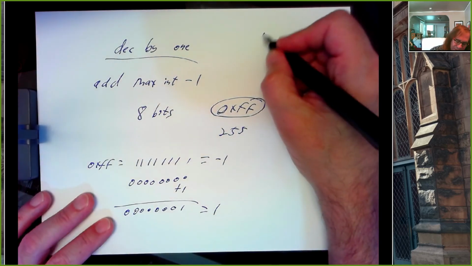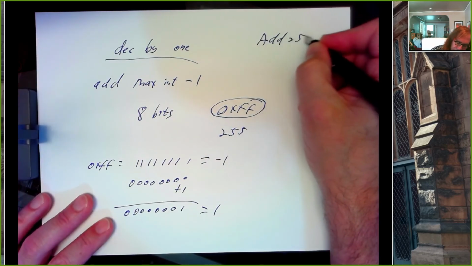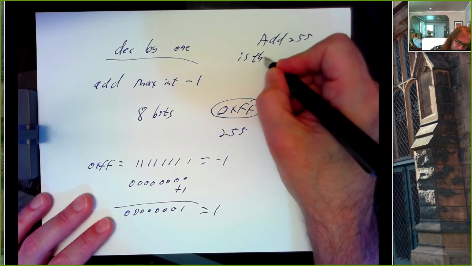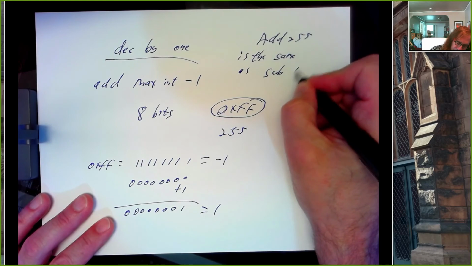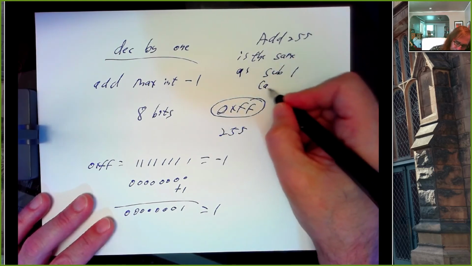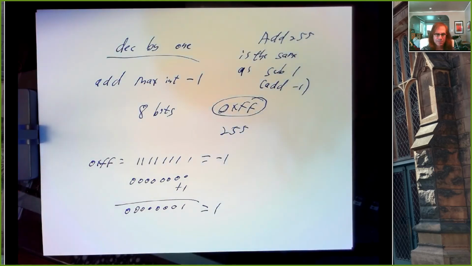So adding 255 is the same as subtracting 1 or adding -1. And that can be a useful trick sometimes. So if you want to decrement, you could actually just add 255 to something, and that would bring the value down by 1.